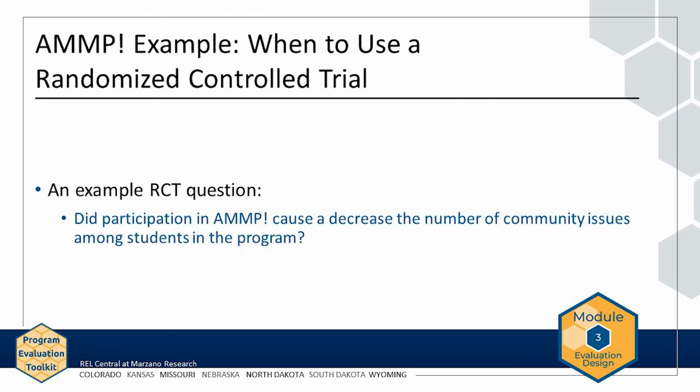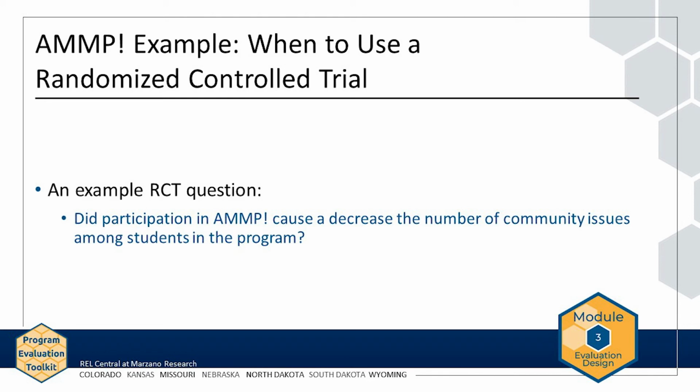Importantly, because of random assignment, the students who participate in AMP and the students who don't participate in AMP are likely to be similar in observable ways, such as student achievement, as well as in unobservable ways, such as family support. In a QED, unobservable differences are more likely. For instance, students who participate in AMP might have more family support than students who don't participate in AMP. Such support is difficult to measure but influences student outcomes.